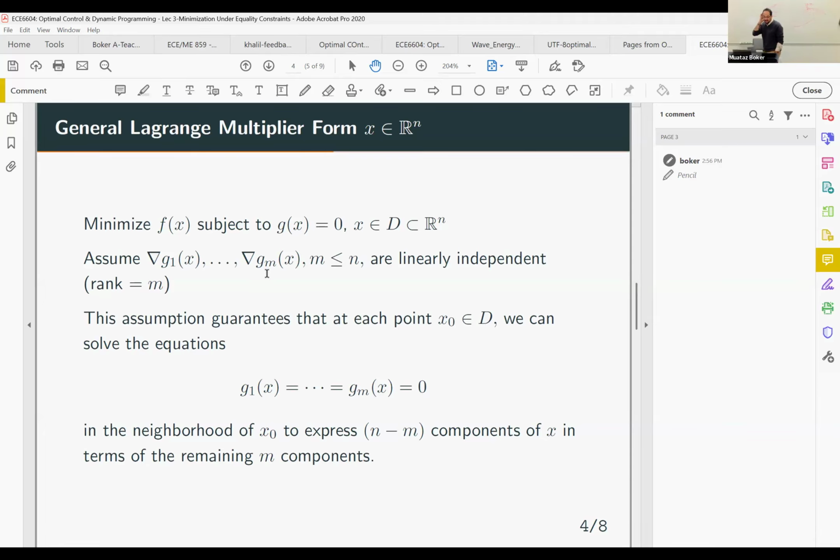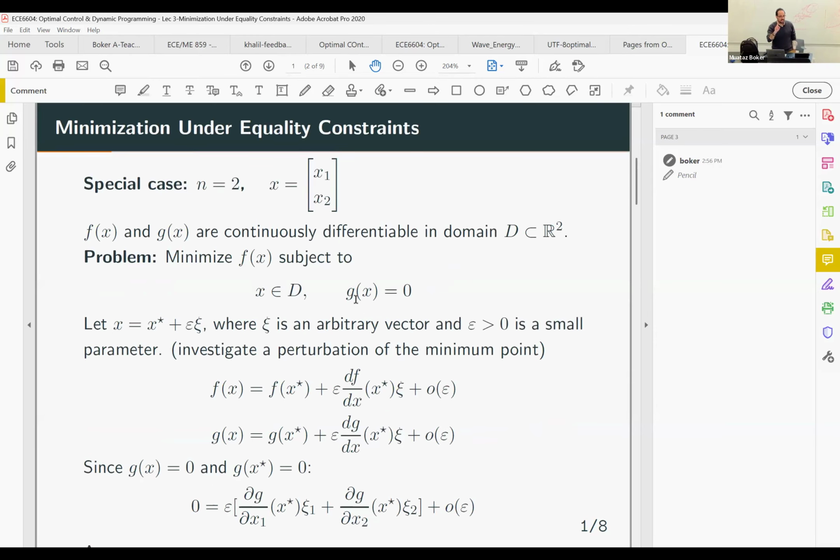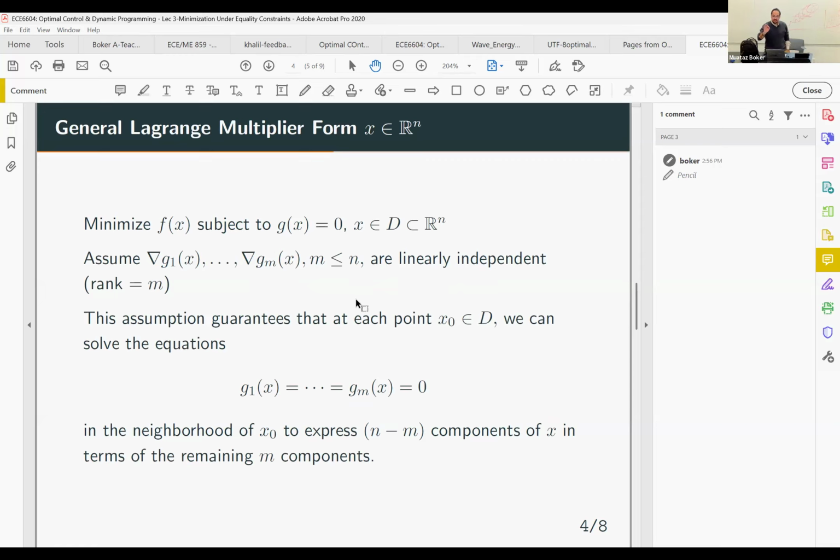This is why this slide is a generalization, right? Remember, in the earlier case we were assuming only one constraint, G, right? But here I'm assuming small m number of constraints. And the condition on these constraints is that if you stack them in a matrix, column by column, then the rank of that matrix has to be equal to m, the number of constraints, for the problem to be solved, okay? Keep that in mind.